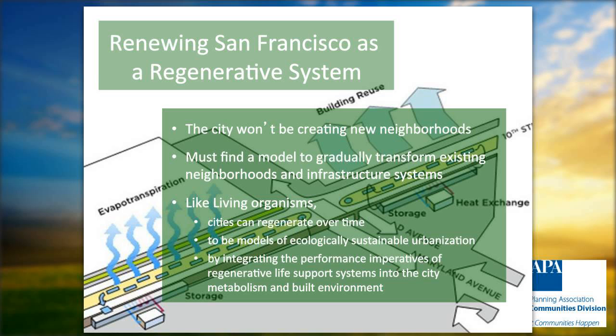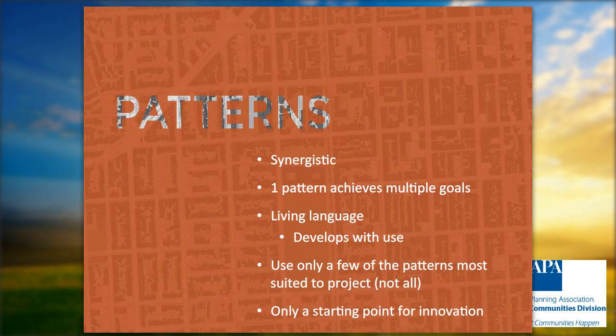So I want to talk for a bit about the patterns. Alicia mentioned already that they're synergistic. One pattern achieves multiple goals, which is a key principle of living systems and a living systems approach. They're a living language. They'll develop with use, both internally to the pattern itself as well as multiplying. The 12 patterns that we arrived at in this work were just an initial set. There's something like 300 or 400 patterns that Christopher Alexander has, so the sky's the limit there.